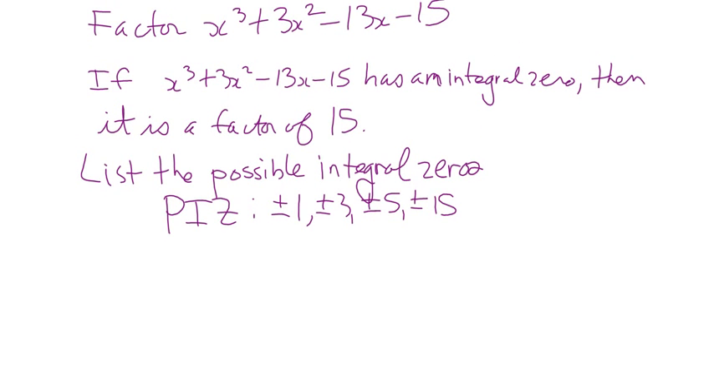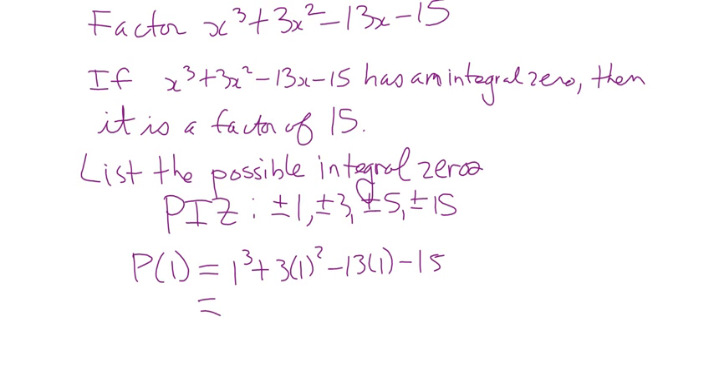So what we're going to do is P of 1, which is 1 cubed plus 3 times 1 squared minus 13 times 1 minus 15, which is 1 plus 3 minus 13 minus 15, which is not 0. It is negative 24, but it's not 0, which means that x minus 1 is not a factor. Since P at 1 is not 0, then x minus 1 is not a factor.